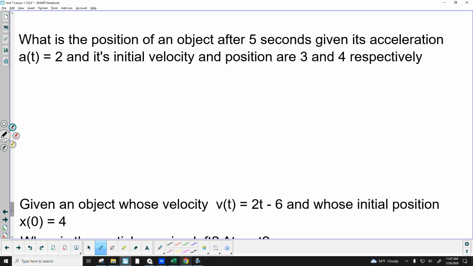This looks like such a crazy question. It's like, oh man, this is really tough. But all you need to do is understand, oh, acceleration is just another word for the rate of change of the rate of change of position.